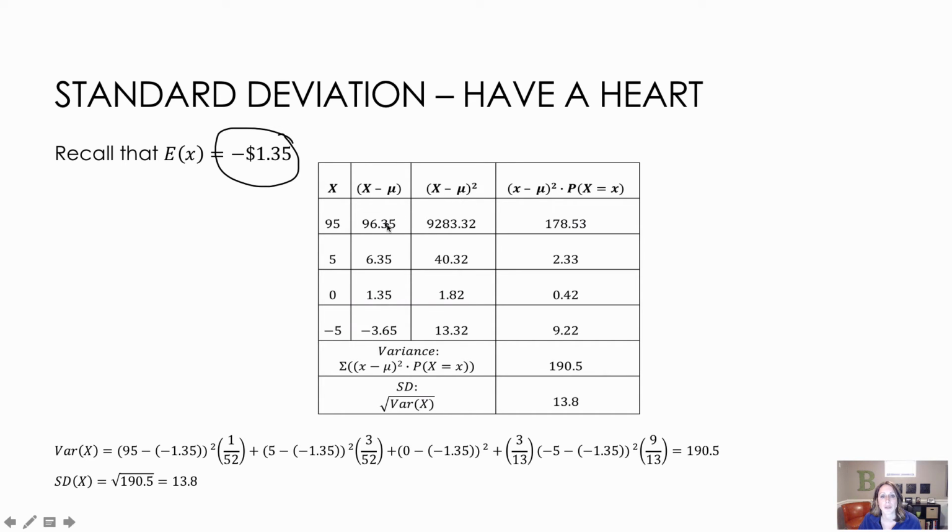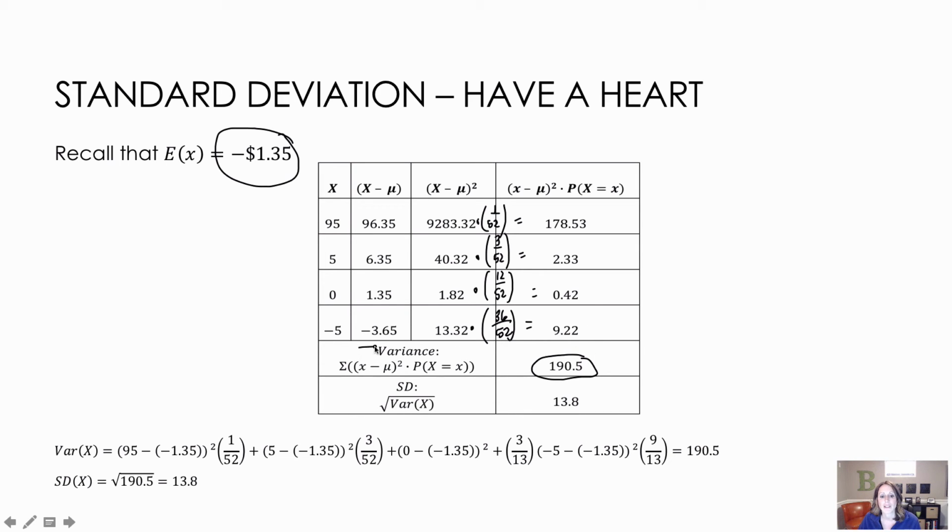From there, I'm going to square it. So I took this value and squared it, and then I multiplied it by 1 out of 52 because that's the probability of getting the ace of hearts. And then that was my value. I repeated that process for the 5, for the 0, and for the negative 5. For this one, the probability was 3 out of 52 because it was the rest of the aces. For this one, it was any other heart, so that was 12 out of 52. And for the last one, it was any other card, which I believe was 36 out of 52. Those were the values. Then I just added up all of those to get my 190.5.